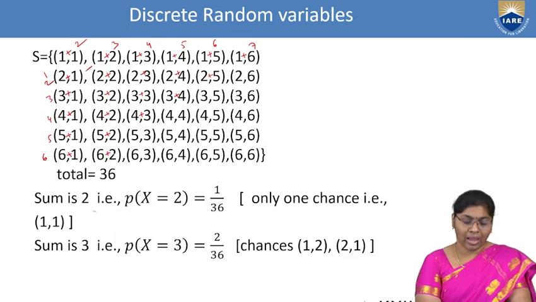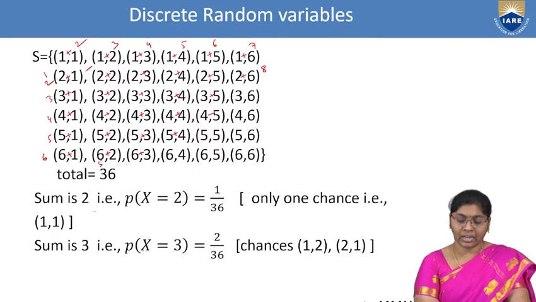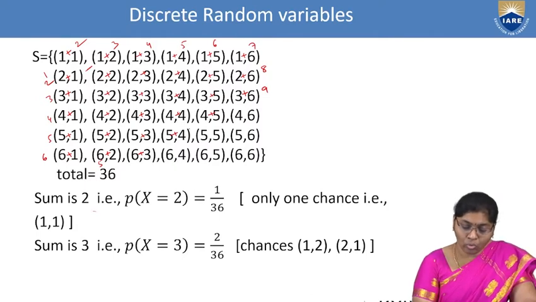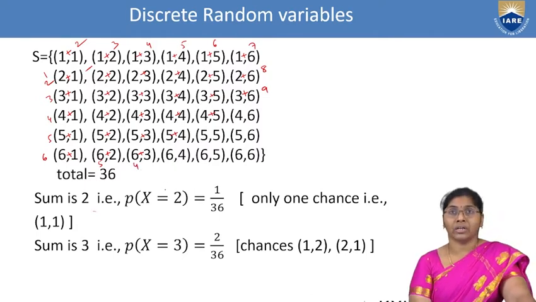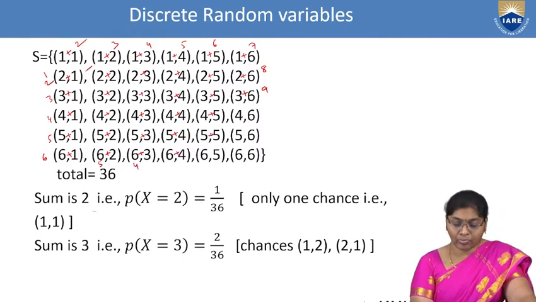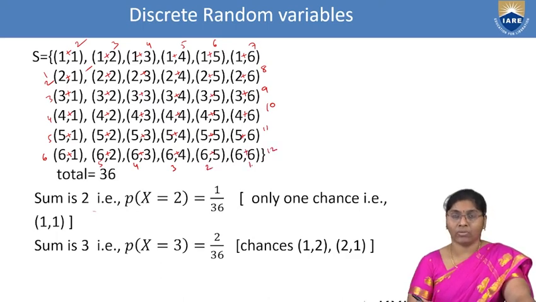Next, 8. How many do you get? 5. Next is 9. Sum 9 means we get 4. Next 10. How many occurrences, the chances? The chances are 3 only. Next 11. The sum is 11, the chances are 2. The sum is 12, the chances are only 1.